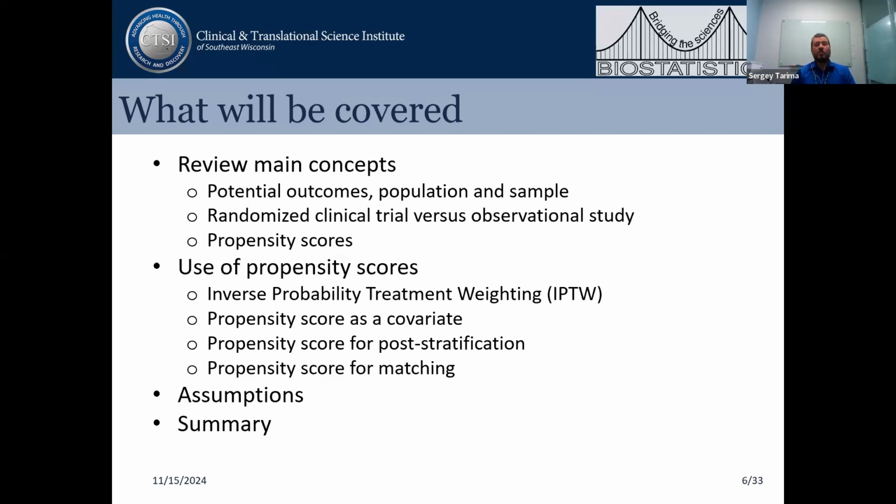Inverse probability treatment weighting is typically the most popular approach. Then there are a couple of other approaches to using propensity scores, including the propensity score as a covariate, propensity scores for post-stratification, and propensity scores for matching. We will discuss the assumptions which come with propensity scores, and we will quickly summarize our talk today.